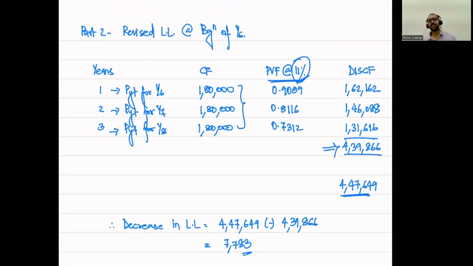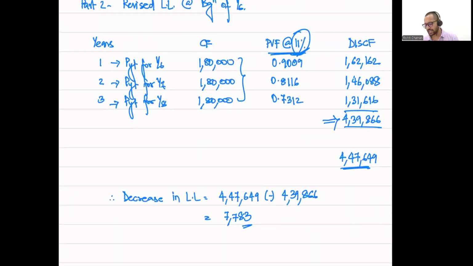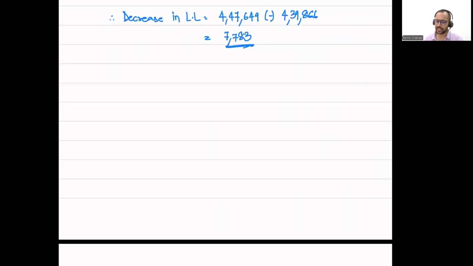Why did the lease liability decrease? The lease liability decreased because of the change in discount rate. Earlier in my books, lease liability was recognized at 10% discount rate, but as a result of the modification, I have to revise the lease liability at 11 percentage, and therefore I have a decrease in lease liability of 7,783, and correspondingly, I will decrease ROU asset also by 7,783. So the journal entry will be lease liability debit of 7,783, credit ROU asset of 7,783.